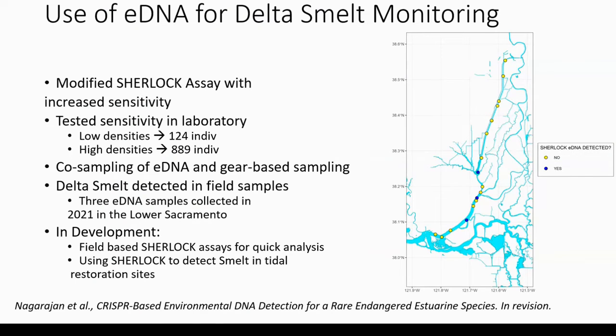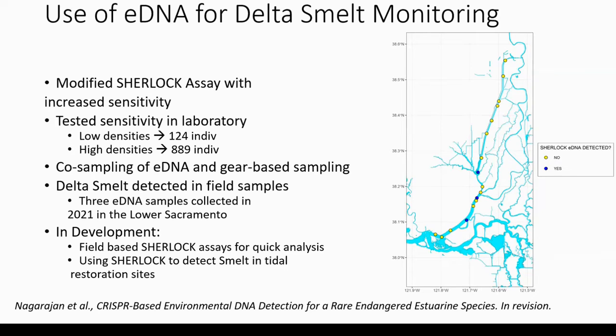So this project is work that's led by Ravi Nagarajan at UC Davis, and he modified the delta smelt Sherlock assay so that it would be more sensitive, and tested the sensitivity in the laboratory and found that at low densities, so 124 individuals, and at high densities, almost 900 individuals, the assay was able to detect them well.